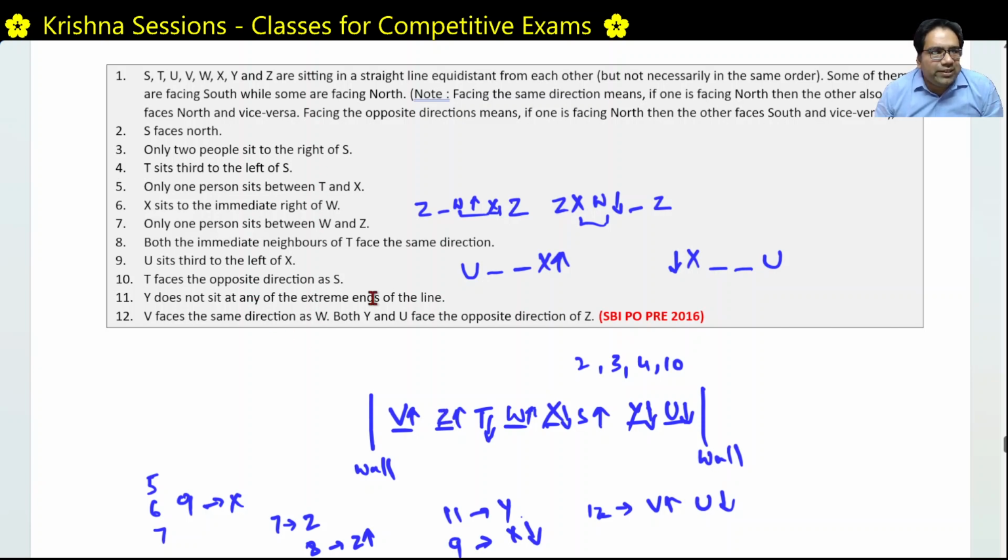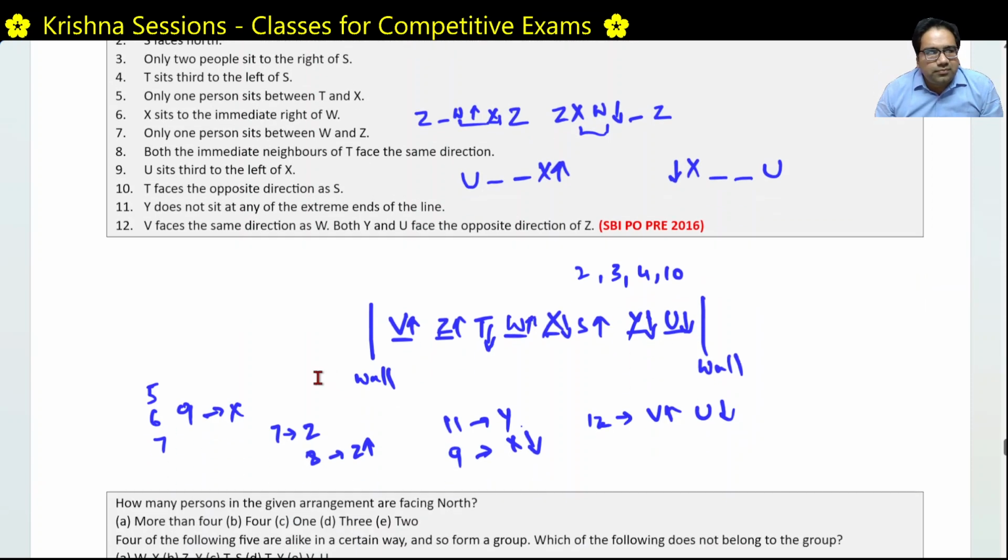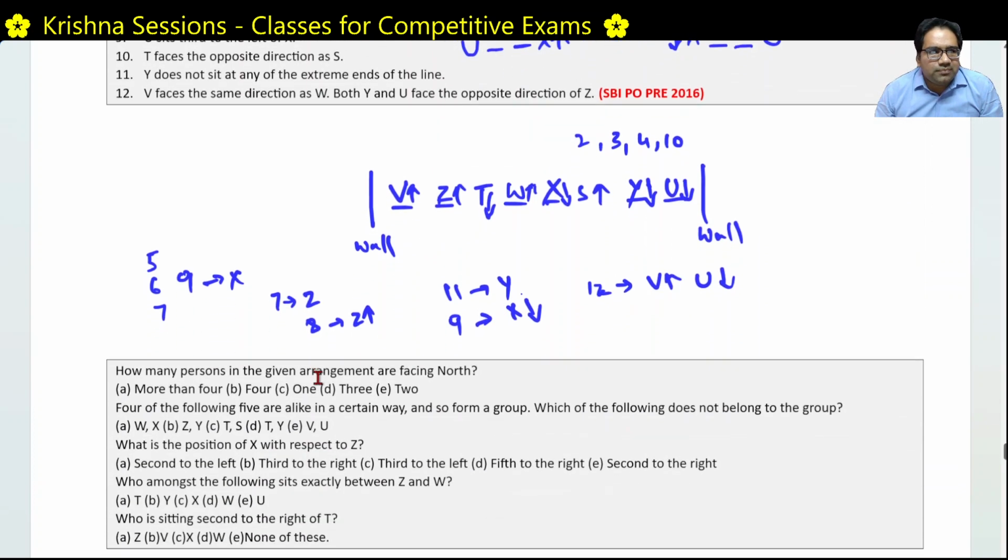Right. After that, Y is not sitting at the extreme, but only the extreme slots and this slot were left. So Y has to sit here, and in the remaining slot V has to sit here, and V has to face the direction of W. Y and U have to face the direction of Z. So we have figured out the directions also. Right. Now let's look at the questions.